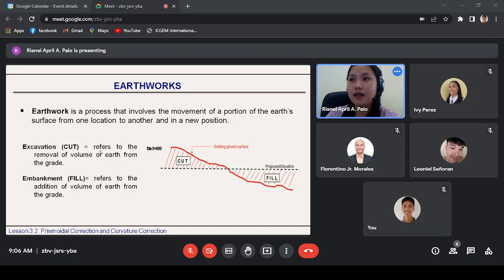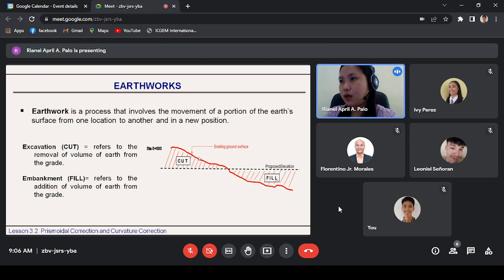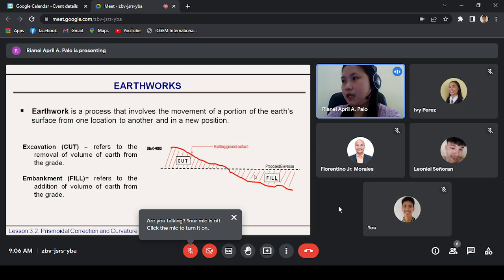When we say cut, it refers to the removal of the volume of earth from the grade. So, for illustration, for areas or elevation of the existing ground which is higher than our proposed elevation, in those areas we need to cut or we need to do an excavation. Then the fill naman refers to the addition of the volume of the earth to the grade. Or if the existing ground elevation nato is lower than our proposed elevation, we need to embank sa atong mga sand or fill or sa atong portion of the earth's surface.